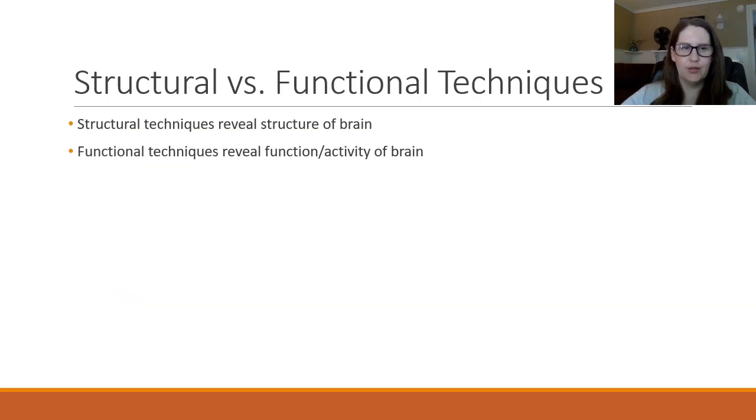So the first thing I want to point out is the difference between structural and functional techniques. Structural techniques are any type of imaging that is mostly concerned with structure. So it's really just an image or a map of the brain. Whereas functional techniques are more about the activity of the brain or the function of the brain. A lot of times these actually are mapping blood flow to specific areas of the brain. So structure is about imaging and functional is about seeing what's happening within the brain and the blood flow.